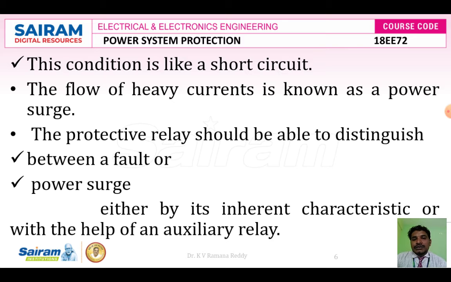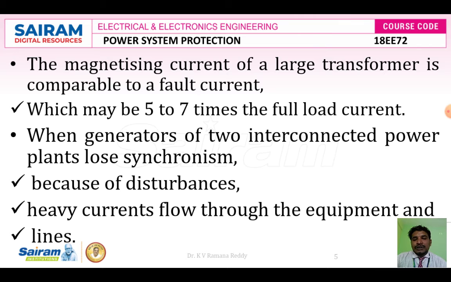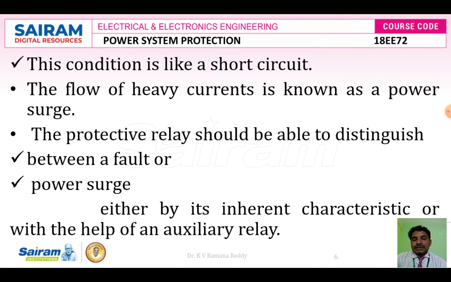This condition is like a short circuit condition, with a magnetizing current greater than 5 to 7 times the rated current. If that current flows, it may cause damage, because it is a high current flowing through the equipment, and two or more generators which are connected together lose synchronism. So the flow of heavy currents is known as a power surge.